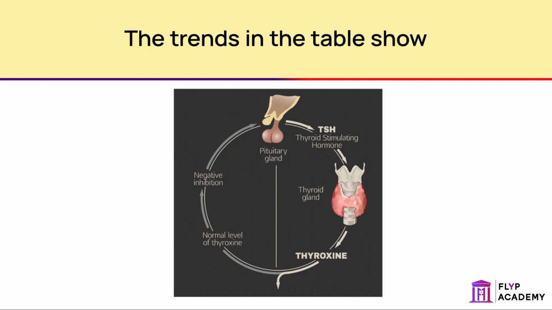Thyroxine is secreted by the thyroid gland. It controls the metabolic rate, which is the rate at which chemical reactions occur in the body. This is important for growth and development.